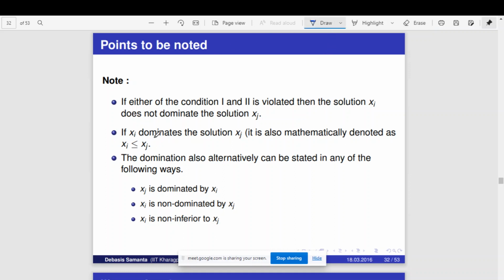So the point to be noted is that if either of condition 1 or 2 is violated, then the solution xi does not dominate the solution xj. If xi dominates the solution xj, it also mathematically means this: xi is less than or equal to xj. Here less than means in the context of minimization. If it is maximization, it may be greater than. The domination can alternatively be stated in any one of the following ways.